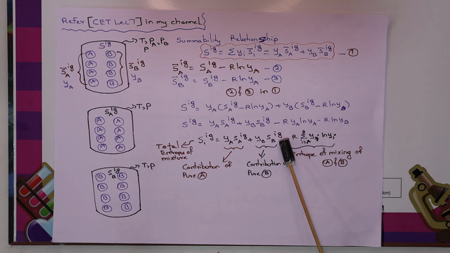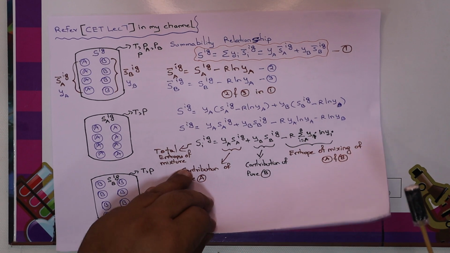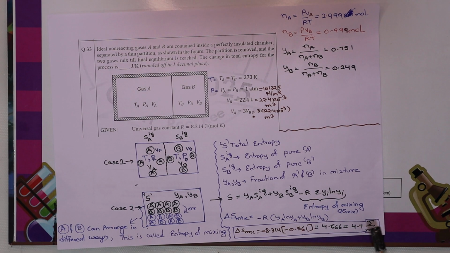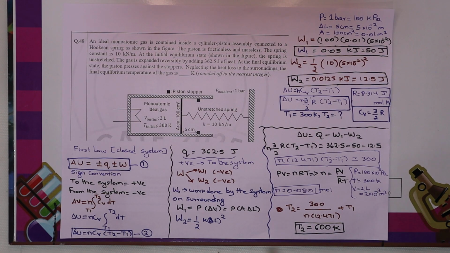So we have used this particular term to evaluate entropy, which comes to be around 4.7 joule per mole. Thank you. Let us move to the next question. Yeah, it's question number 48.